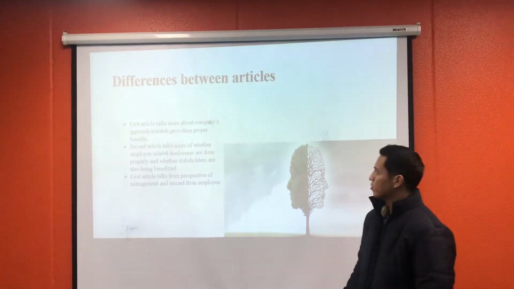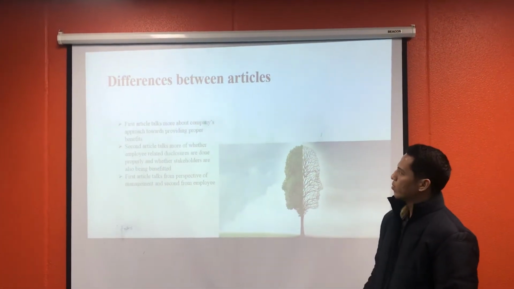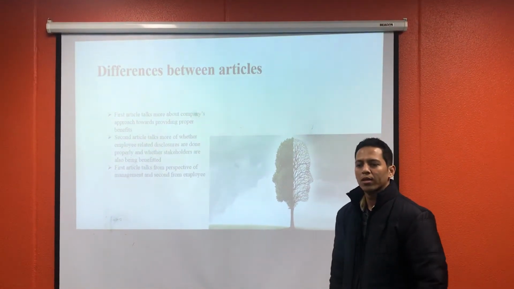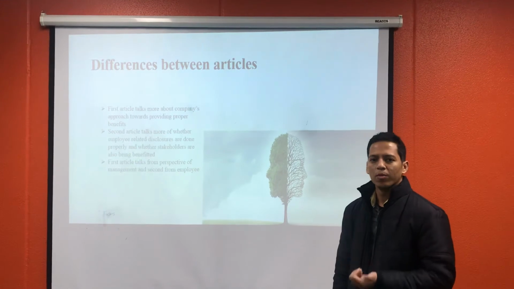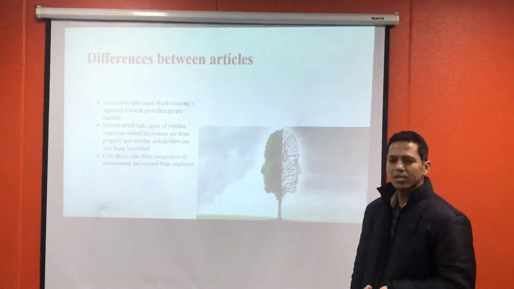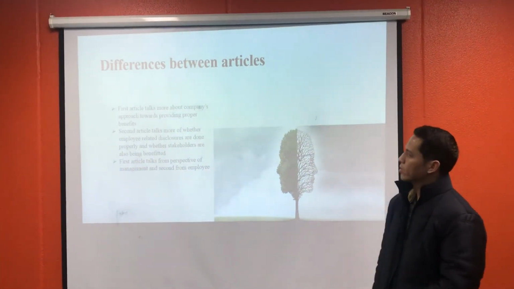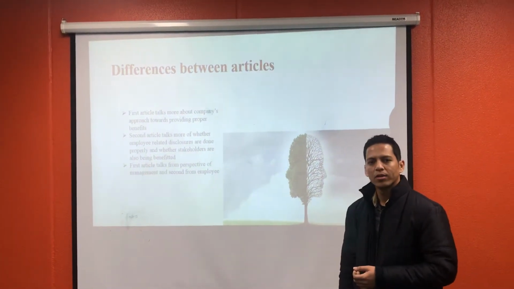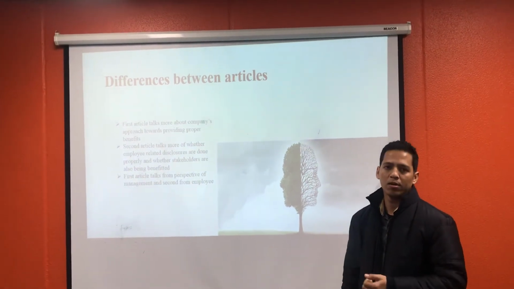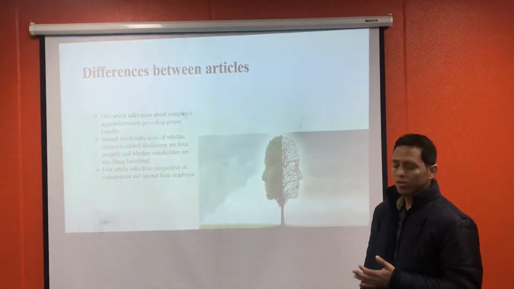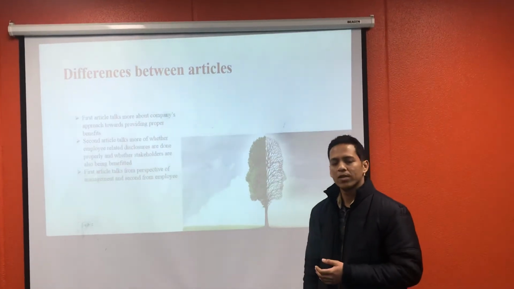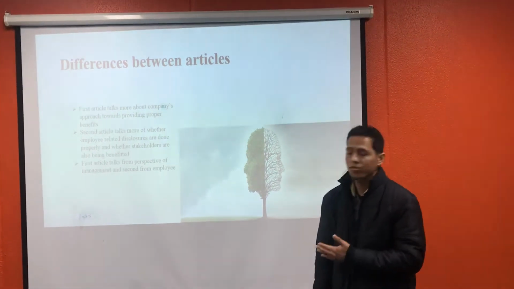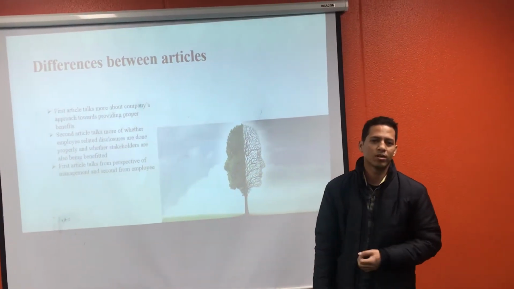Now, talking about the differences between the articles, the first article talks more about the company's approach towards providing the proper benefits to the employee. The benefits can be in the form of bonus, wages, superannuations, incentives, and so on. Whereas the second article talks more of whether employee-related disclosures are done properly and whether the stakeholders are also being benefited or not. To summarize, the first article talks mainly from the management perspective, whereas the second article talks from the employee perspective. Now, to discuss further regarding the presentation, I would like to invite my friend Arjun.